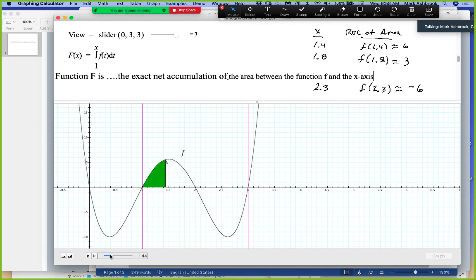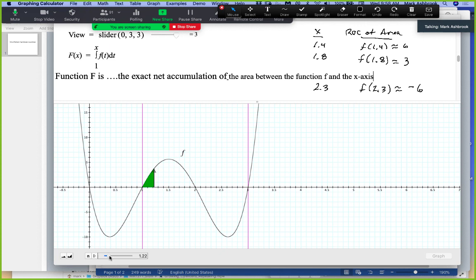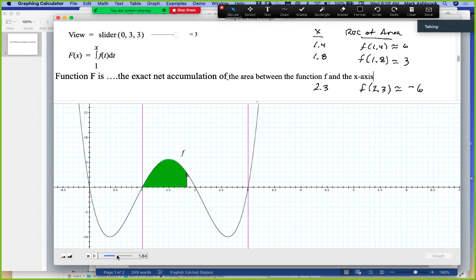So what's happening here? Are we accumulating area here? What's happening to the function capital F? Increasing or decreasing? Increasing. Yeah, the rate is positive, right? Since the rate is positive, the function value F is increasing, and it's accumulating this green area, right? But when we get to 2, what starts happening to capital F? It starts decreasing, because the rate is negative.